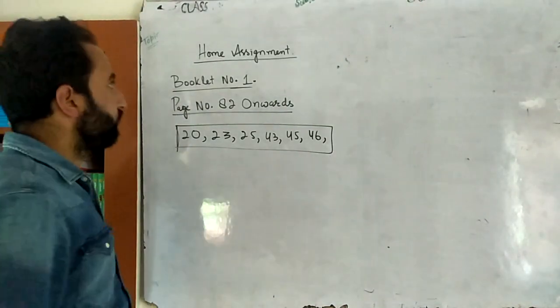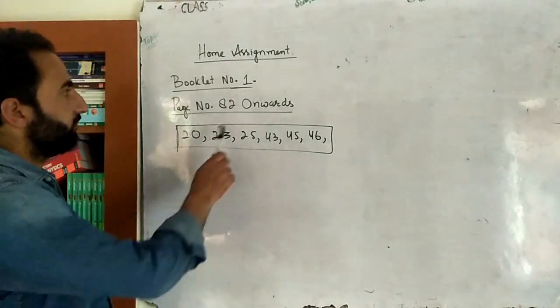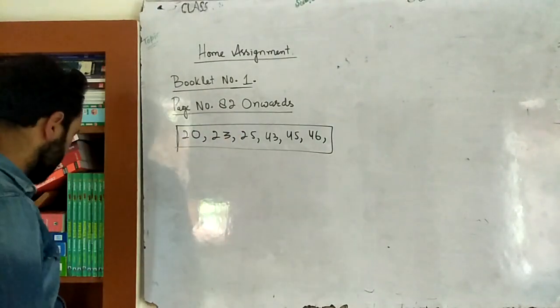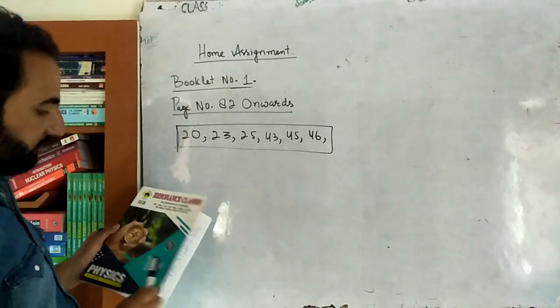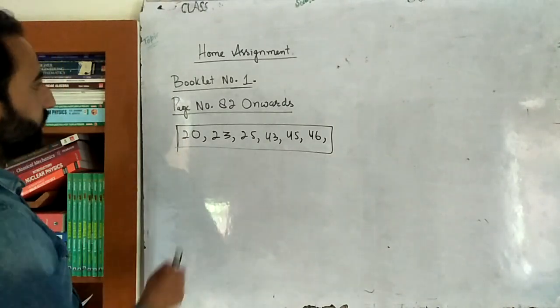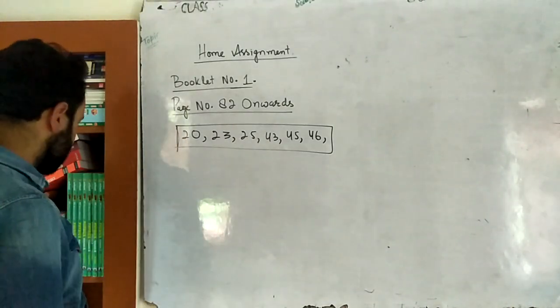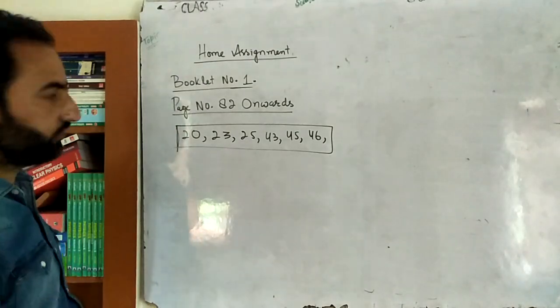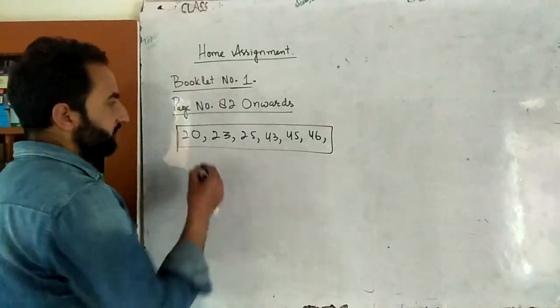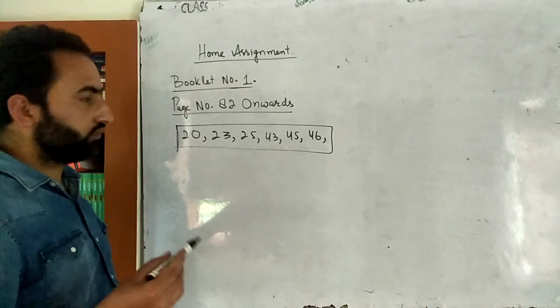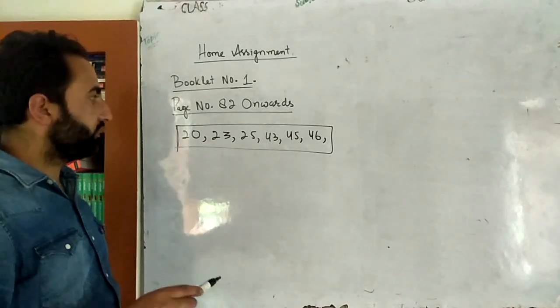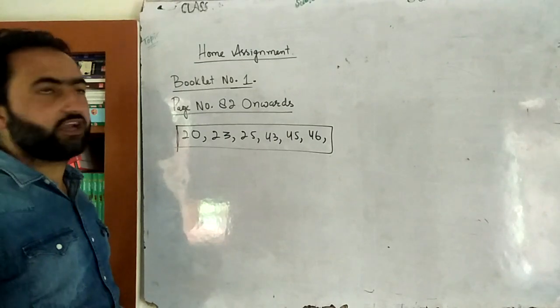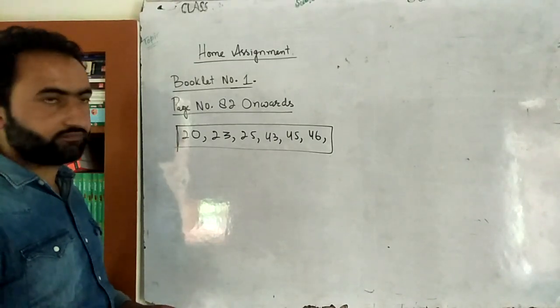At the end there is a home assignment for you from booklet number 1, page number 82 onwards. From this booklet, page number 82 onwards, NLM, the last chapter. Problem numbers 20, 23, 25, 43, 45, 46. I'm sure you can do this. If you cannot solve any of these problems, you can give me feedback on YouTube. Accordingly, I will show the problems in the next lecture.